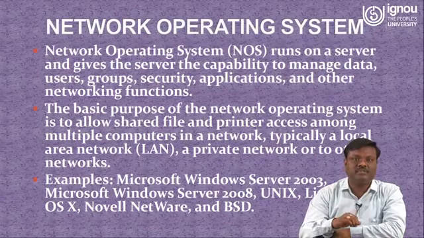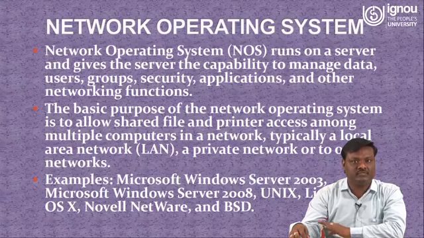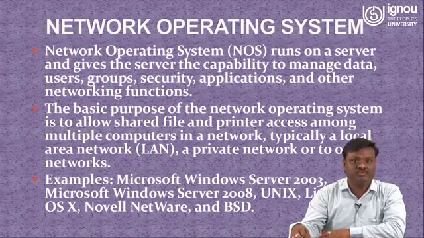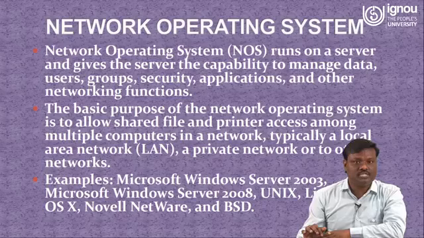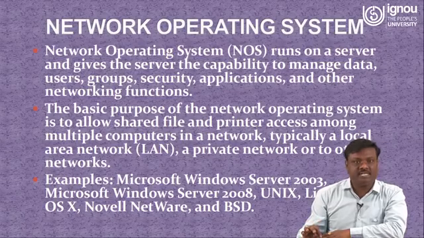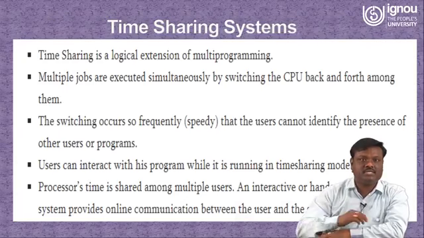The basic purpose of the network operating system is to allow a shared file, a shared printer, a shared drive, whatever the other system consists of, depending upon the security aspects and the privileges that are being granted to the user. Examples here we can quote are Microsoft Server 2003, Microsoft Windows Server 2008, Unix systems, Linux server systems, Mac OS, Novell NetWare. Likewise, there are several network operating systems. Here we can give them as the examples.